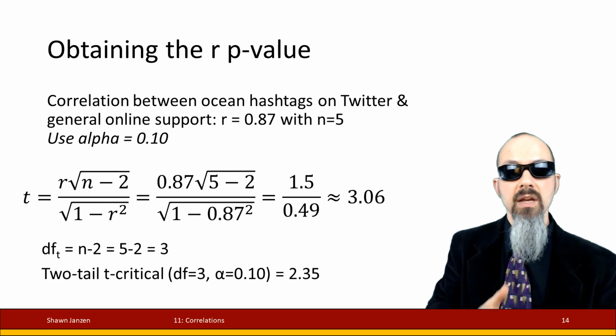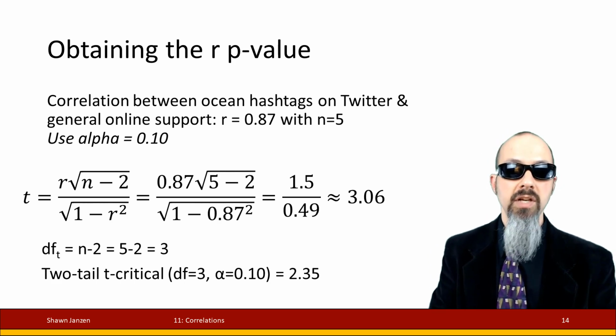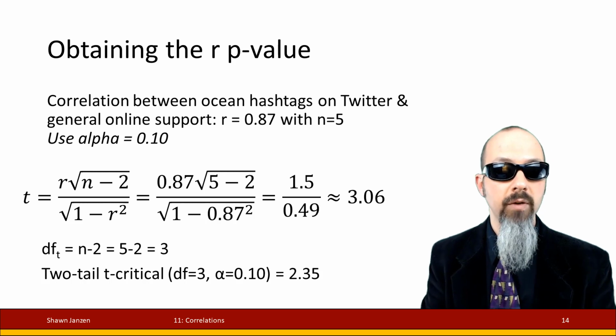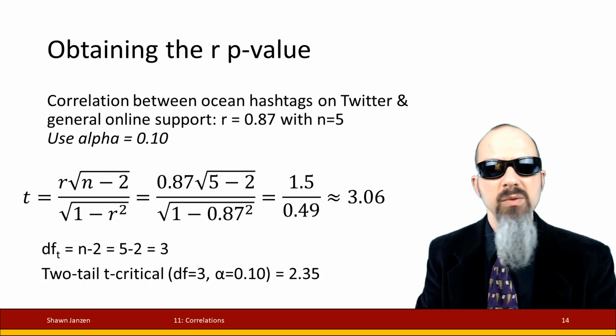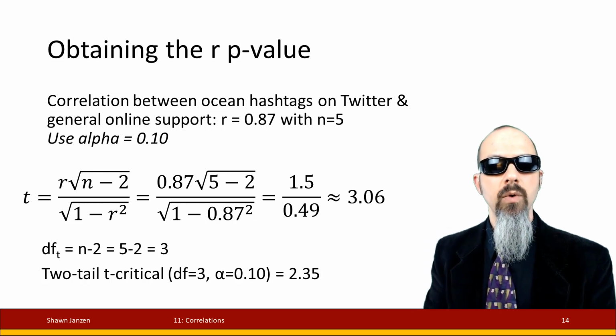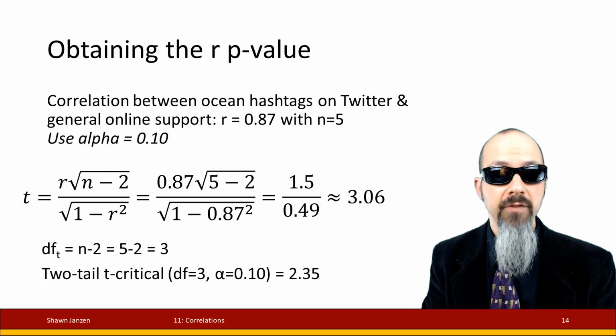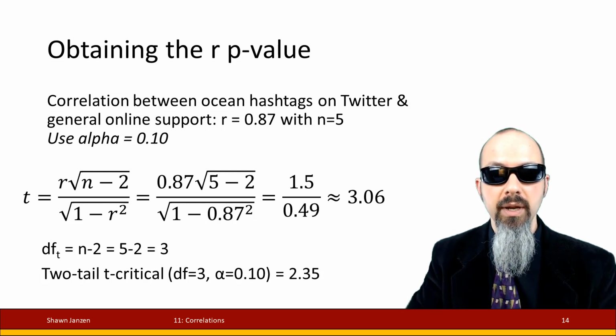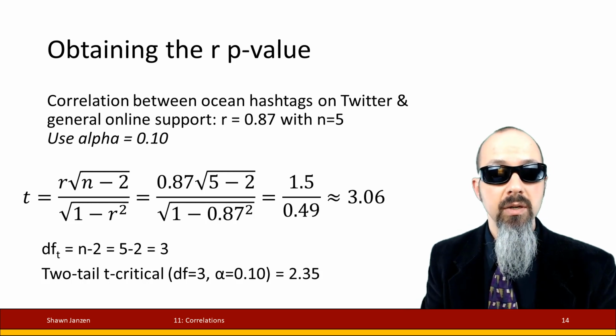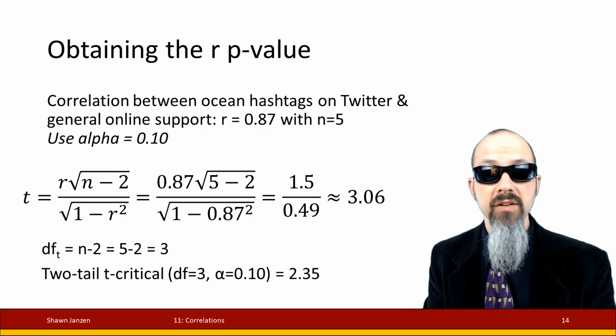So in this case, if we wanted to see the correlation between the ocean hashtags on Twitter and general online support for causes, we have an R of 0.87 and an n equals 5. Let's go ahead and use an alpha of 0.1 because we've got a really tiny sample, and see if we're significant. So I take that function to find t, I plug in my values, and when I bring out the math, it comes out to 3.06 rounded, with 3 degrees of freedom.